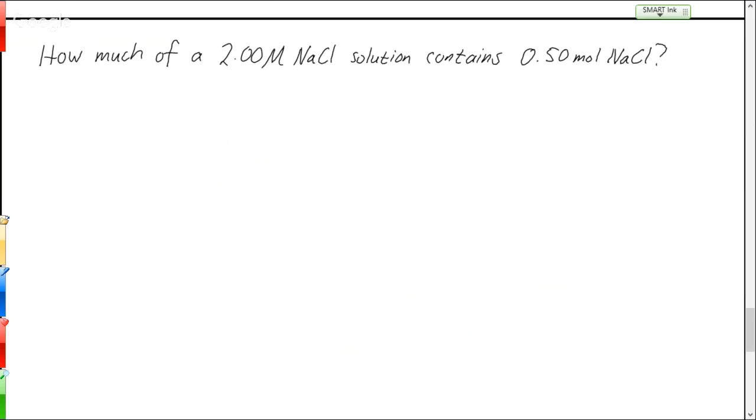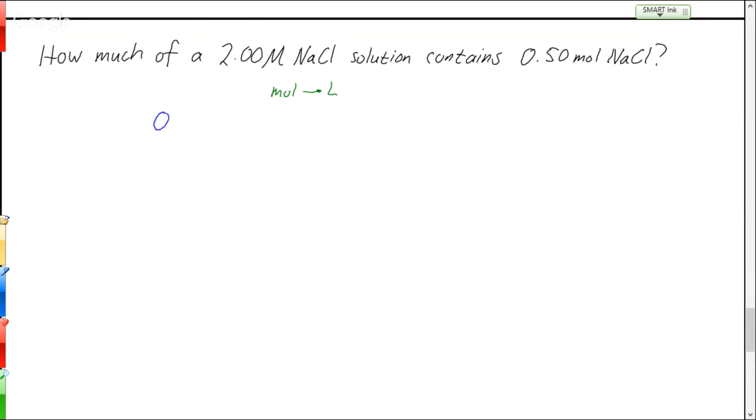So this is how we can use a concentration like that. We have a reaction, or a treatment or whatever, where you need half a mole of sodium chloride, 0.5 moles. The solution that you have is 2 molar in concentration. So how much of it do you use to get to that 0.5 moles of sodium chloride? We treat this as a conversion problem where we're going from moles to liters, and we're going to use that concentration to tell us that relationship.